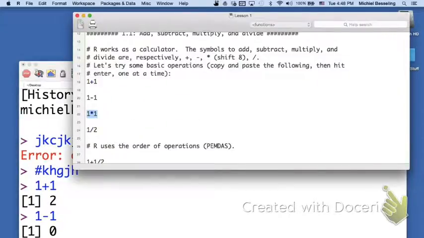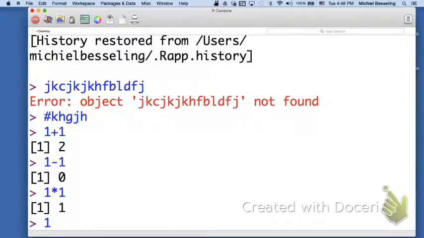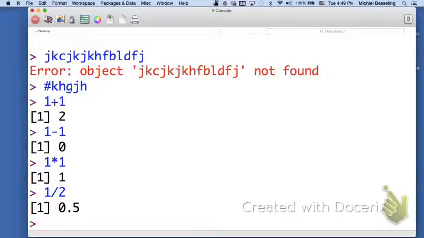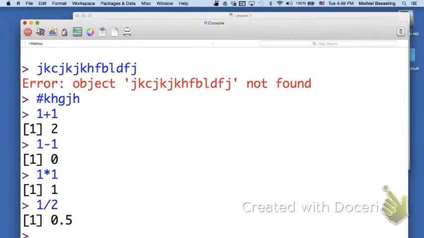Okay, let's get something maybe a little more unique. How about 1 divided by 2? 1 backslash 2. And again, or is that a forward slash? Excuse me, that is a forward slash. So we'll hit 1 divided by 2 equals 0.5, precisely what we were looking for, 1/2, 0.5.